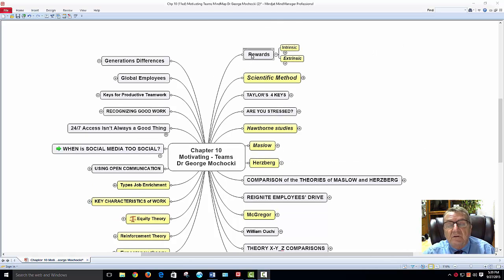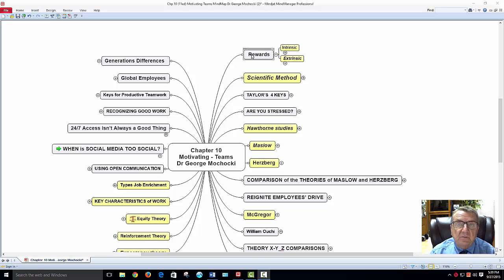Rewards and intrinsic. You have two types of rewards. Motivation. To motivate teams, you have to be able to motivate individuals. And all of us, what you've learned from any courses you've taken, or even the class you've taken with me, is that every individual is unique. I mean, we have some similarities, but we all have different wants and needs. And at different times of our career or within the organization, our needs change. And that's what you'll find out when you look at it with the scientific method. That's more for my own personal needs as a business owner.